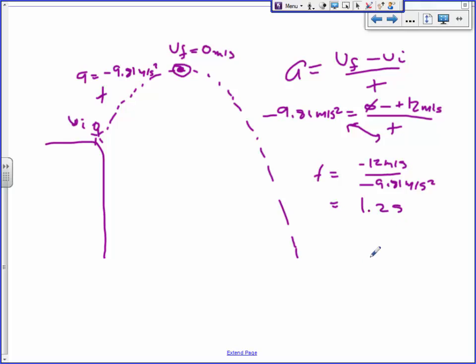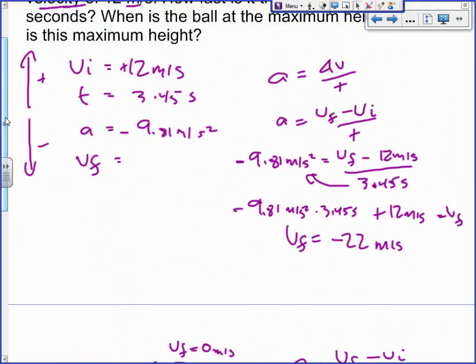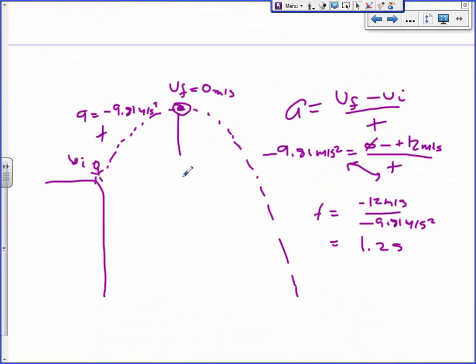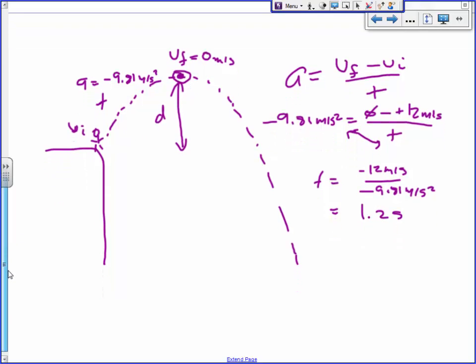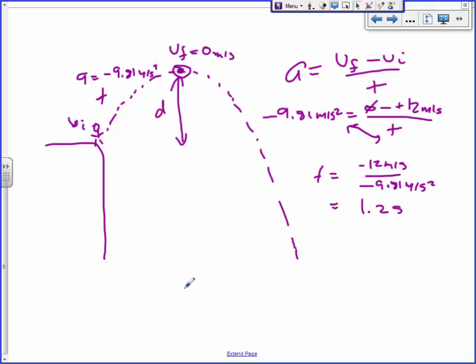Perfect. Okay, and then last thing, let's figure out the maximum height. Let's figure out how high this happens to be, a distance. Really, that's just the other variable we haven't solved for. So I'm going to try, let's see, velocity final squared equals velocity initial squared plus 2AD. I'll try this one now.